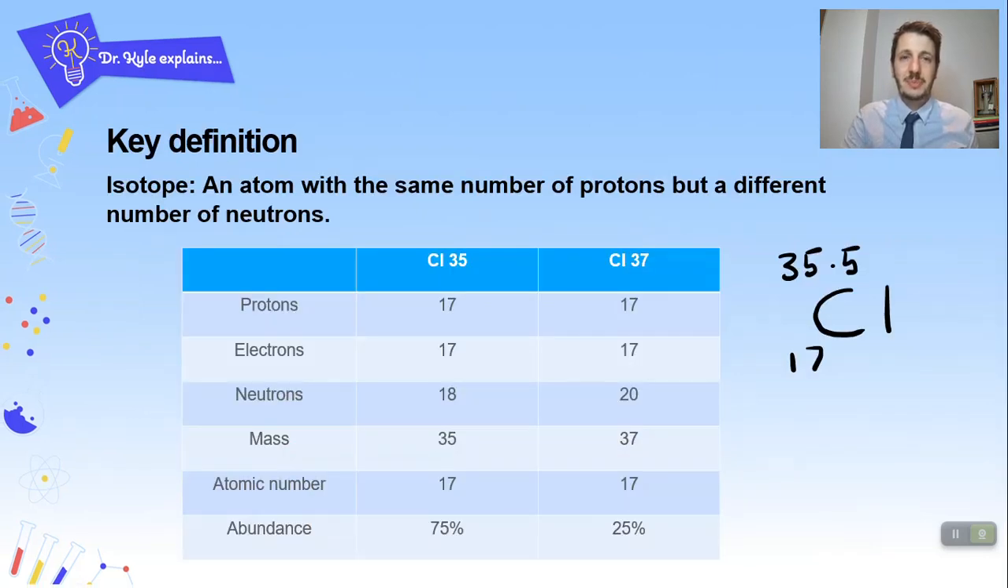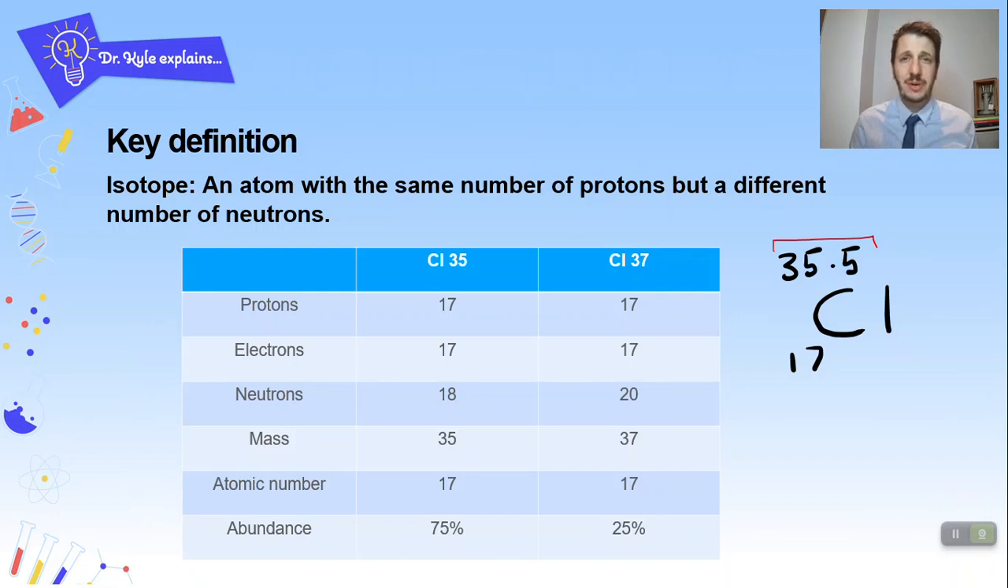Okay, so the last bit I want to look at is the key definitions of isotopes. Now, an isotope is an atom with the same number of protons, but a different number of neutrons. So if you look at chlorine on the periodic table, you'll notice that it actually has a mass number of 35.5. Now, obviously, you can't have half a proton or half a neutron, so something else must be going on. So what scientists do is they take an average of all of the isotopes of chlorine.